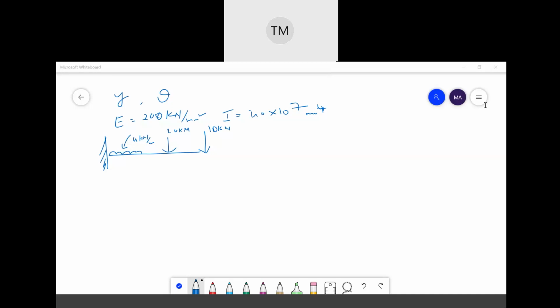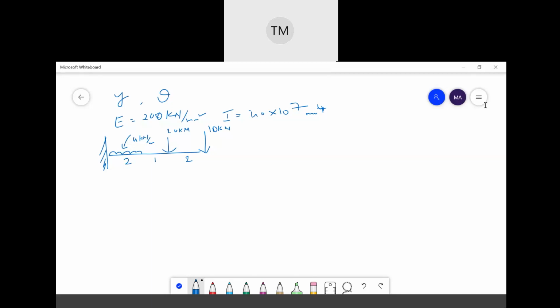The distances are 2 meters, 1 meter and 2 meters.